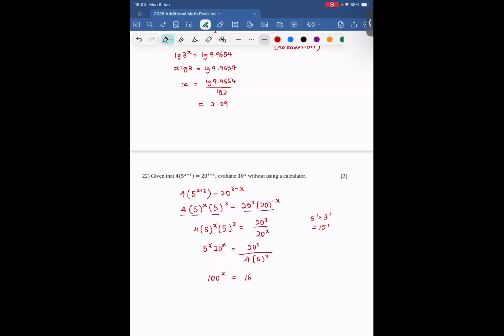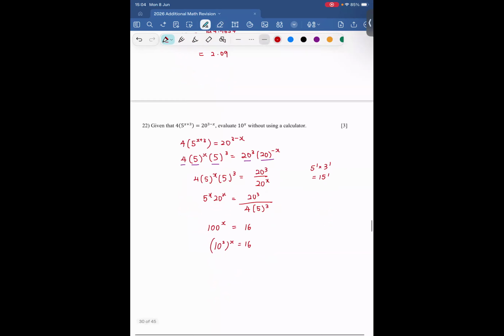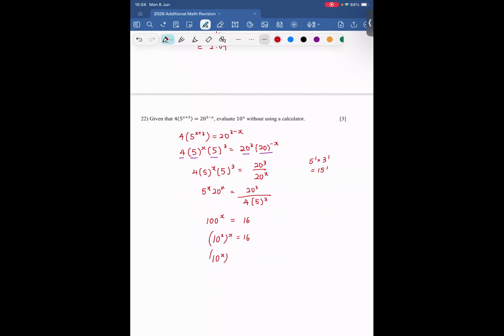Okay, 100 power x is actually 10 squared to the power x. Better don't write it. 100 is actually 10 square, power x. So this can be written as 10 power x squared equals 16. So to find 10 power x, you just need to square root your 16. You don't need to do plus minus because 10 power x cannot be a negative number. So you don't need to care. Or if you want to write it down also can, but then later reject your negative 4.